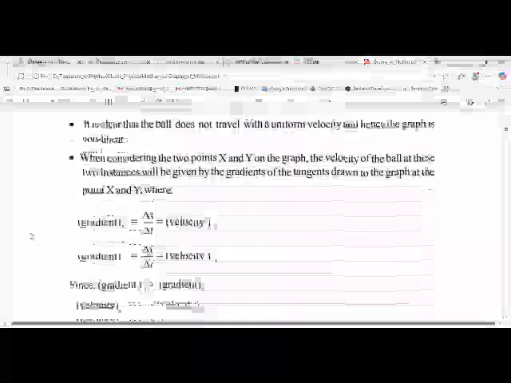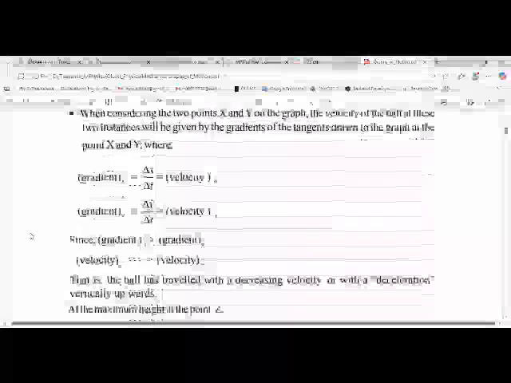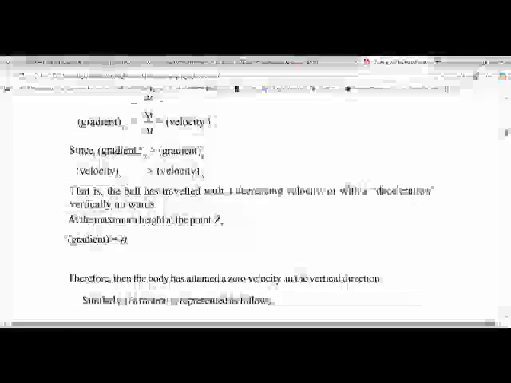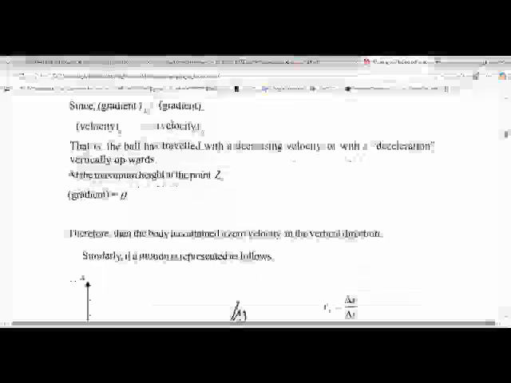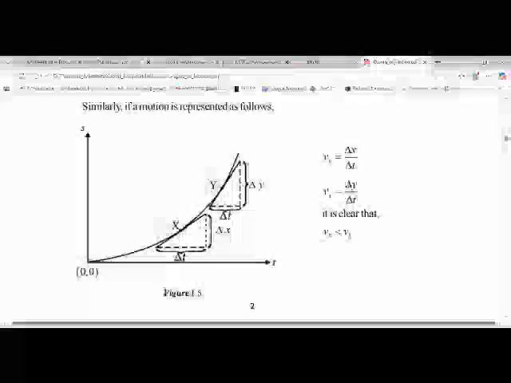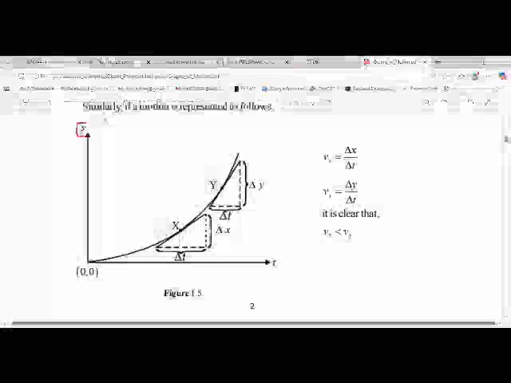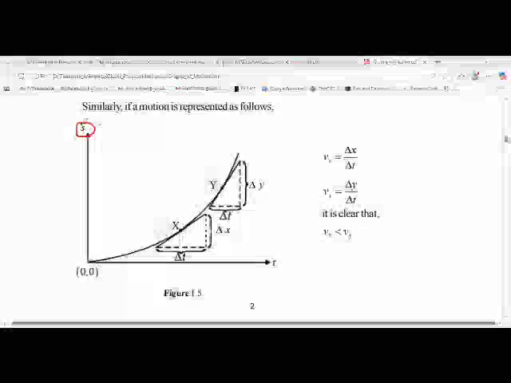Okay, then gradient represents velocity. Same case. Here you can see it's also a displacement time graph. Always keep in mind, look at this point clearly, because sometimes it may be a displacement time graph or velocity time graph, even an acceleration time graph.